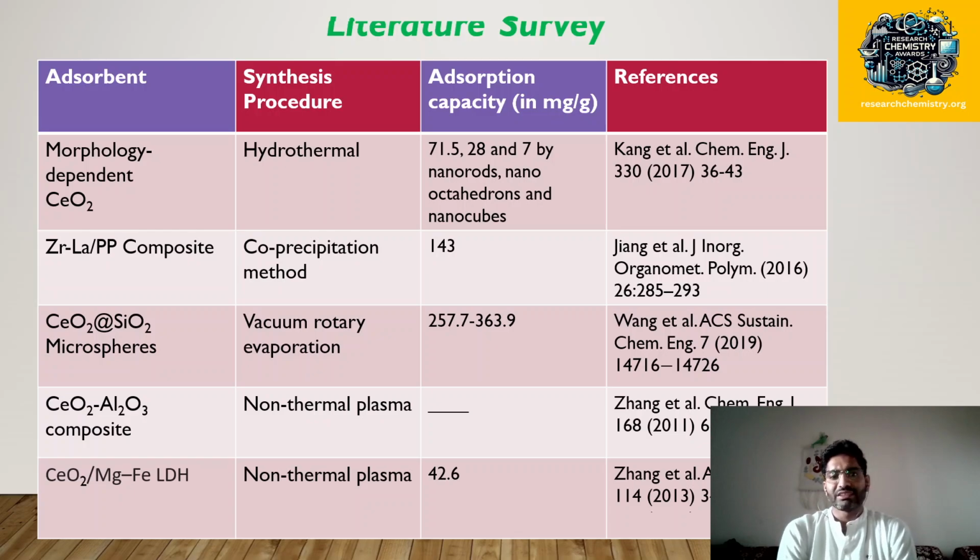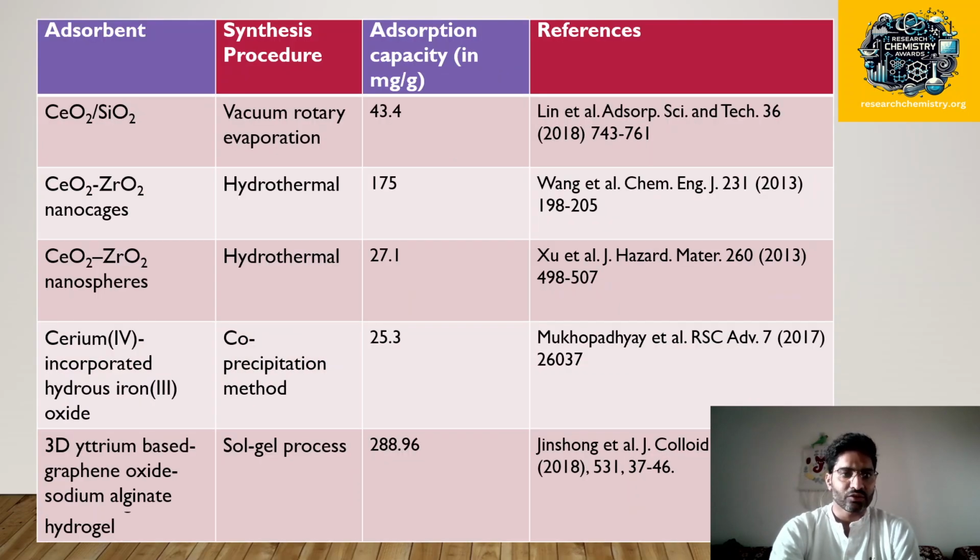Morphology-dependent ceria, which has been synthesized via hydrothermal processes, has 71.58 and 7 nano absorption capacity by different morphology. This ceria has been synthesized by Kang et al. And these are several other literature surveys which have been done: zirconium lanthanum, polypyrrole, ceria silicate, ceria aluminate, ceria magnesium, magnesium iron based LDH, ceria silica, ceria zirconia, cerium 4 incorporated over iron 3 hydroxide, with 3D yttrium based graphene oxide using sodium iron. These are various literatures which have been surveyed by us.